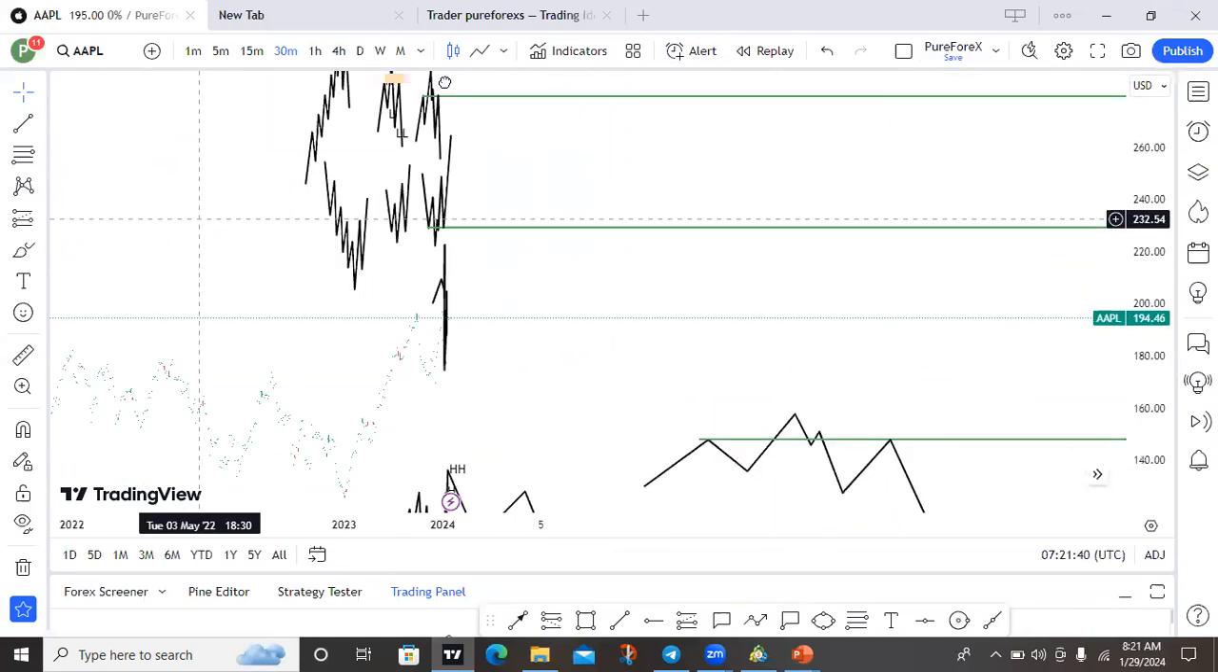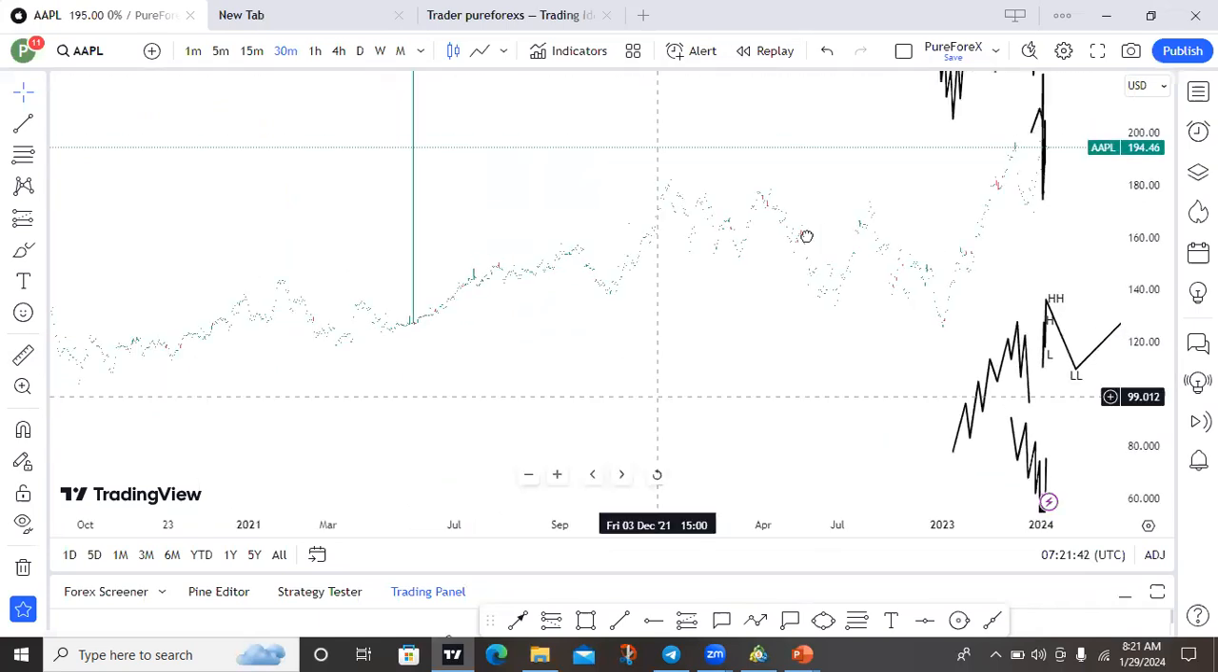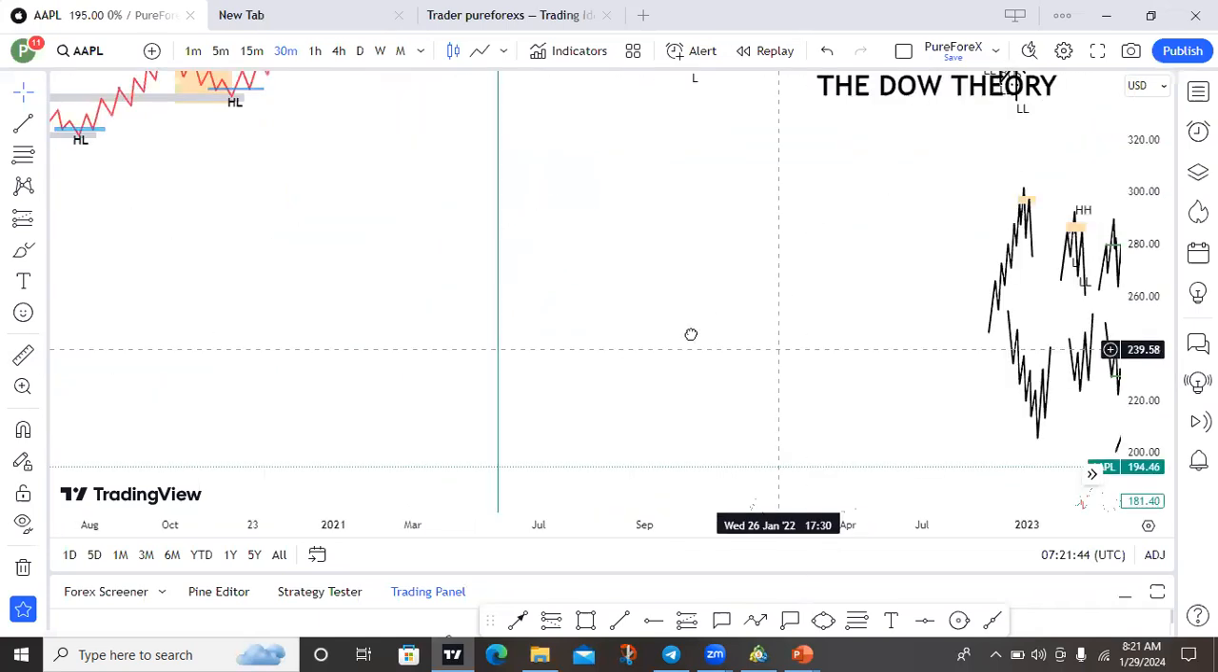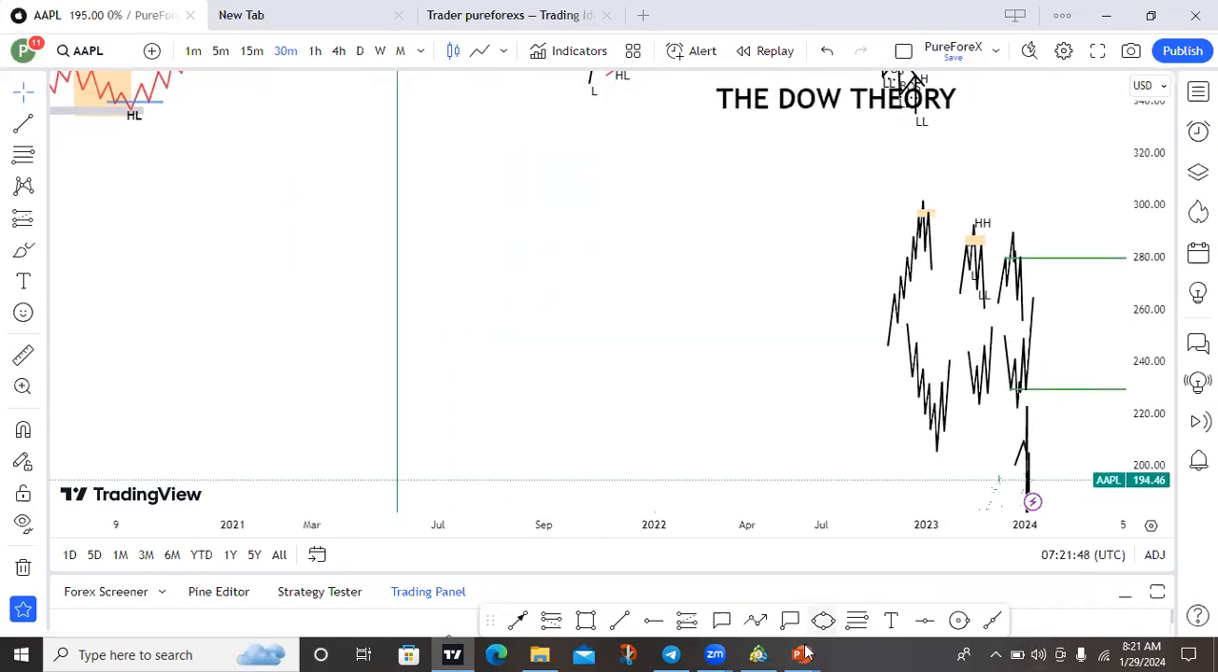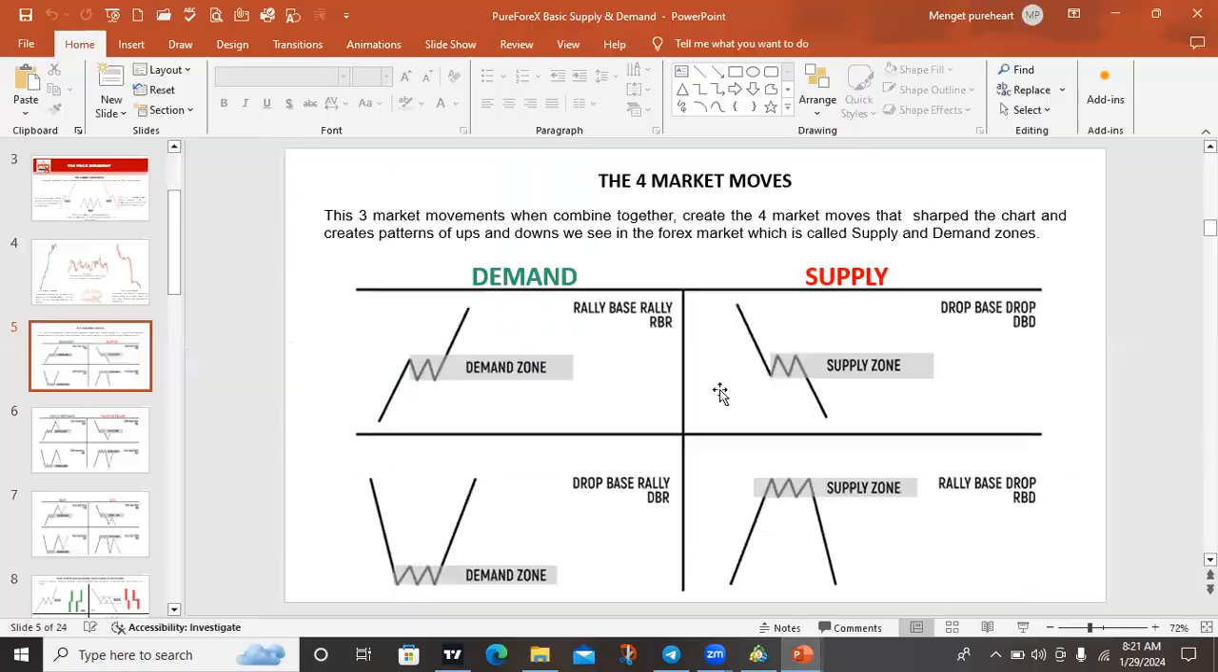I can just use anywhere to do my illustration. So let's go back to the page first. I said these three market movements, which are the rally, the base, and the drop, when combined together, create another four market moves that shape the chart and create patterns of ups and downs we see in the forex market, which we call supply and demand zones.